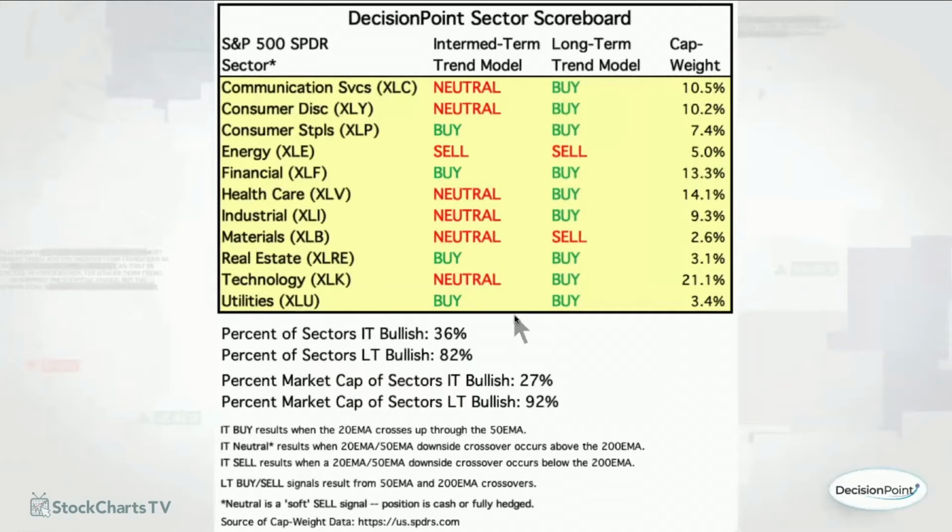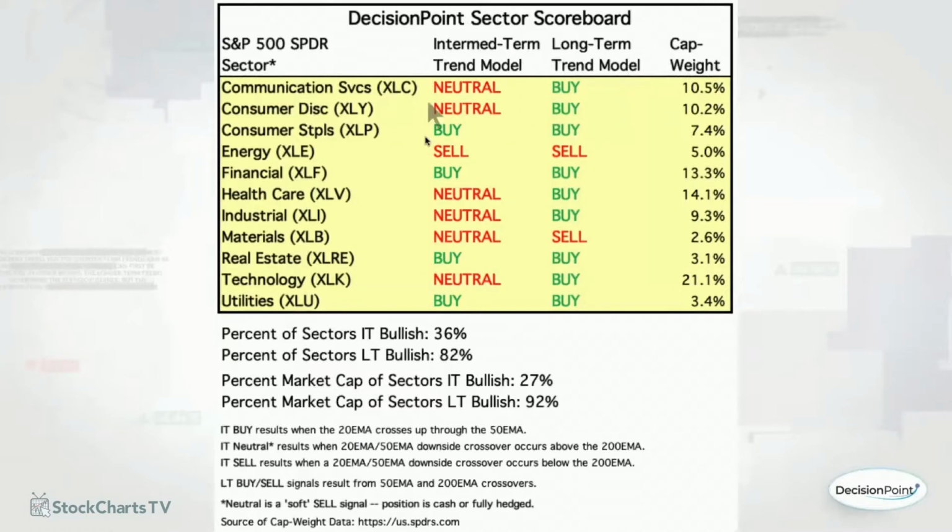All right, this is our DecisionPoint sector scoreboard. On this scoreboard, we look only at the intermediate-term trend model and long-term trend model signals. The intermediate-term trend model is your 20, 50-day EMA crossovers. If the crossover occurs above the 200-day EMA, it becomes neutral. If the crossover is below the 200-day EMA of that 20 and 50, then it's a sell. Anytime it's a positive crossover, it's always a buy. The long-term trend model just tracks our 50, 200-day EMA crossovers. So currently we're looking at energy and materials having long-term trend model buy signals in place.